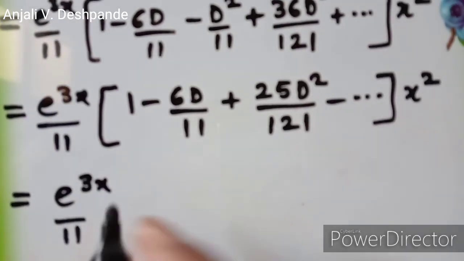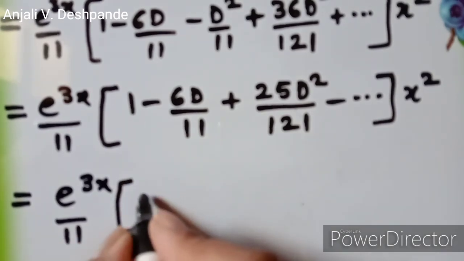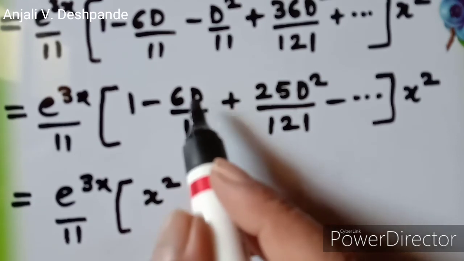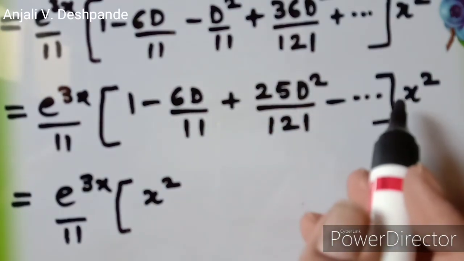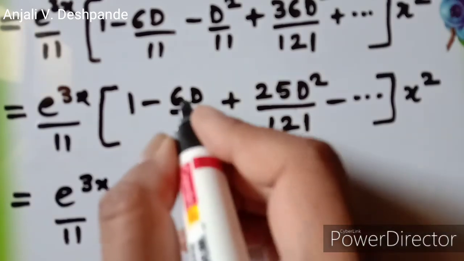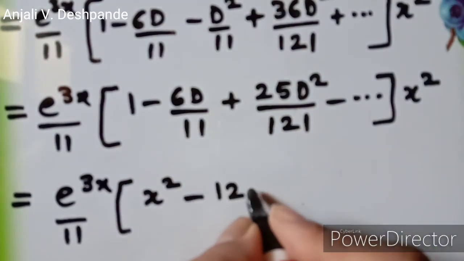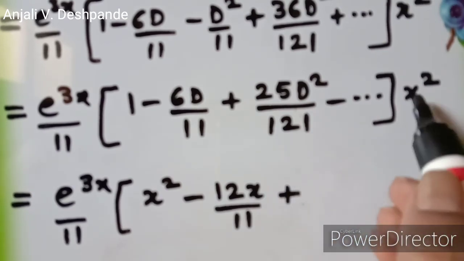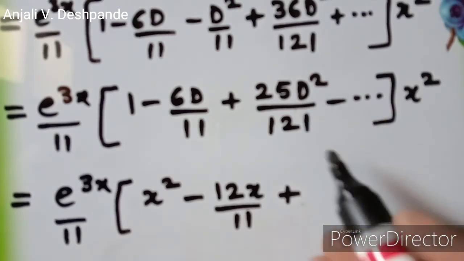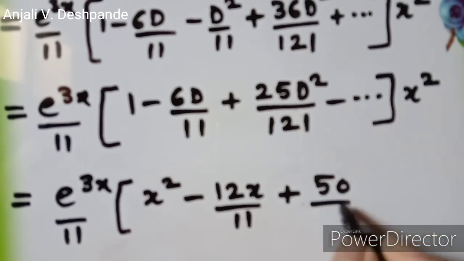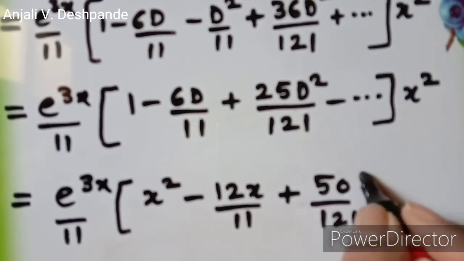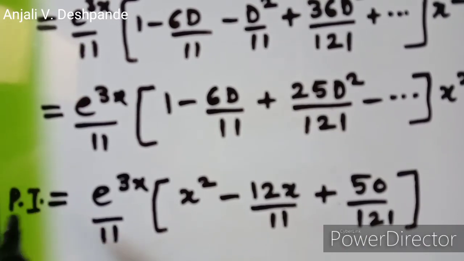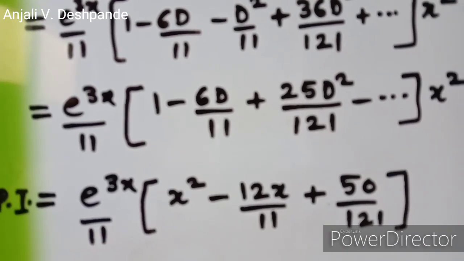So this will now give us e raised to 3x divided by 11. Now operating inside the bracket, x square minus, see, D means d by dx. So d by dx of x square is 2x, into 6. So this will be minus 12x divided by 11 plus second derivative of x square is 2. So this will be plus 50 divided by 121. So this is the PI for this particular sum.